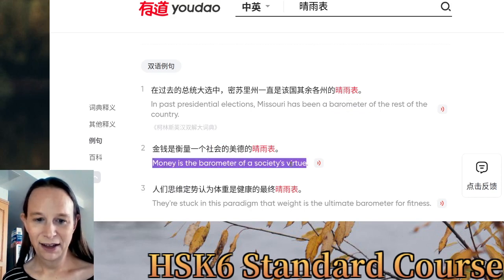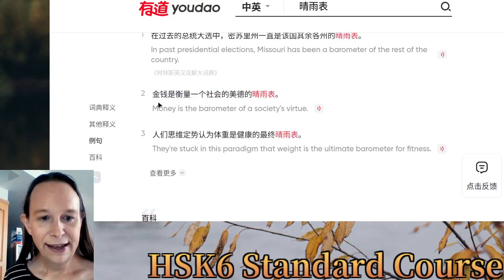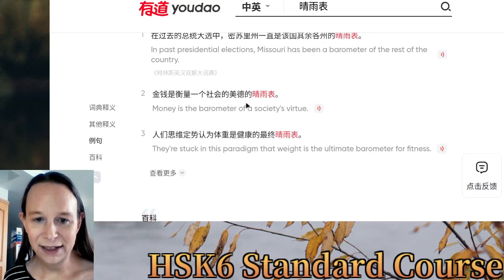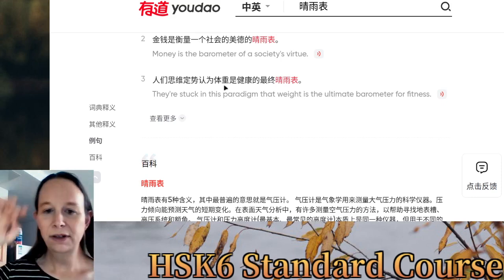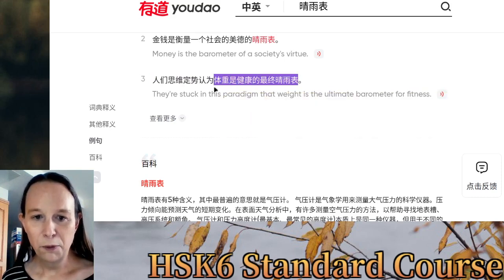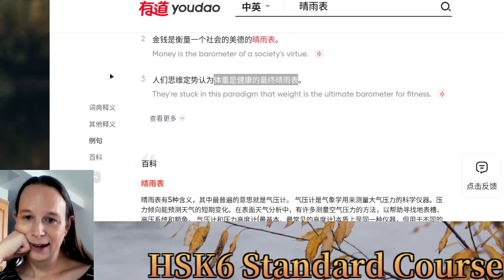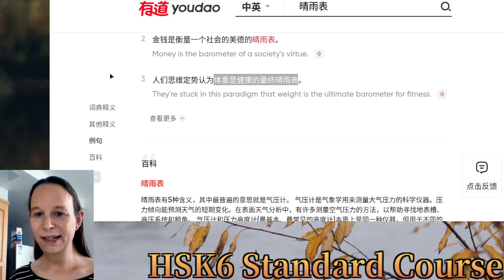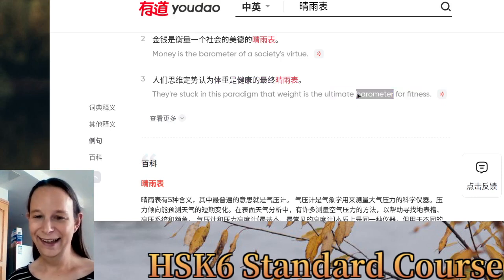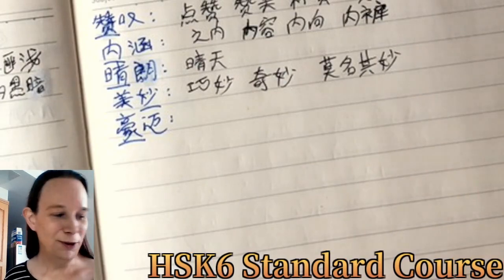So money is the barometer of a society's virtue. Okay, I don't agree with that statement, but let's just pretend that that's true. 金钱是衡量一个社会的美德的晴雨表。人们思维定是认为体重是健康的最终晴雨表. Okay, so body weight is the barometer of health. Yeah, honestly, this is not a bad metaphor. A barometer for fitness. So barometer here just means a way to measure. Okay, let's jot that down because that's interesting. 晴雨表.